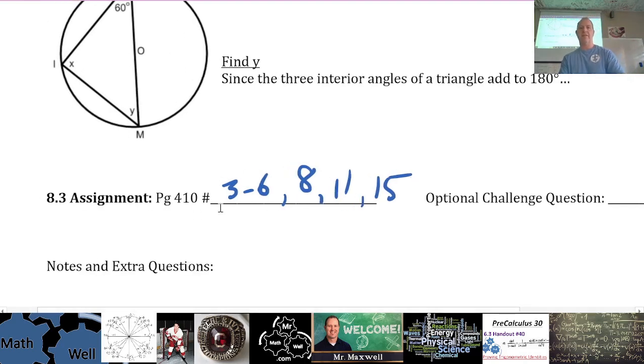Okay, 3 to 6, 8, 11, and 15 on page 410. Math Makes Sense, Pearson, 8.3.